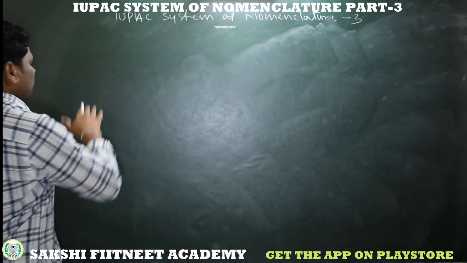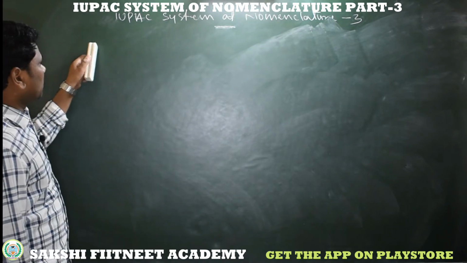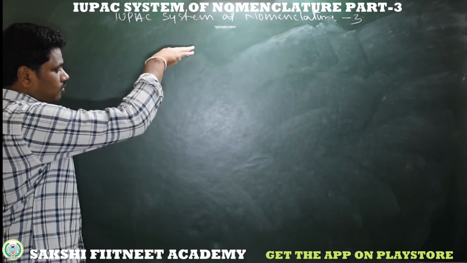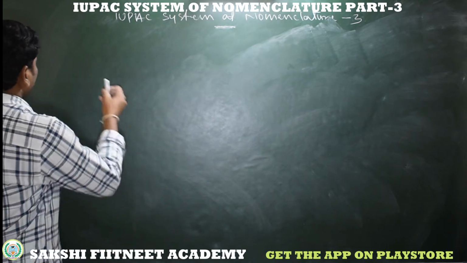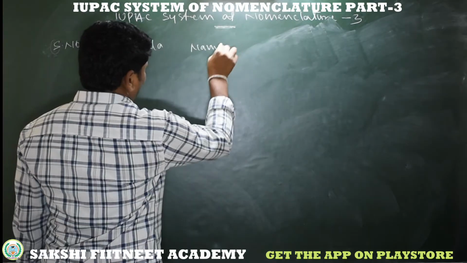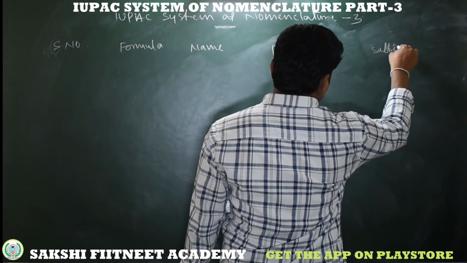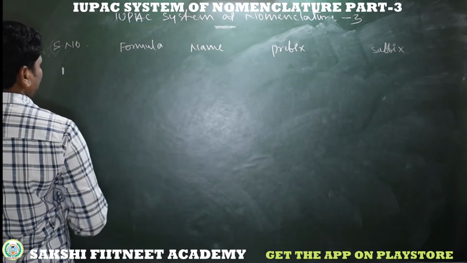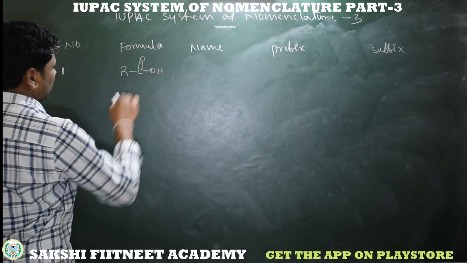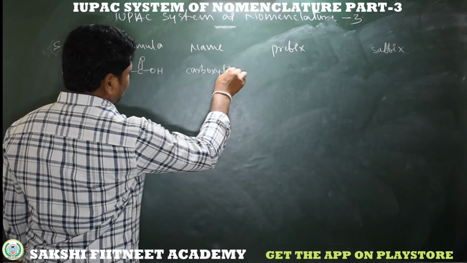See here, from top to bottom the priority decreases. I am giving a serial number, functional group formula, name, prefix, suffix, like that. First this is the serial number, now the formula, name, the prefix and next the suffix. The first and highest priority functional group in organic chemistry is carboxylic acid, RC double bond OH. What is the name of this functional group? It's a carboxylic acid.